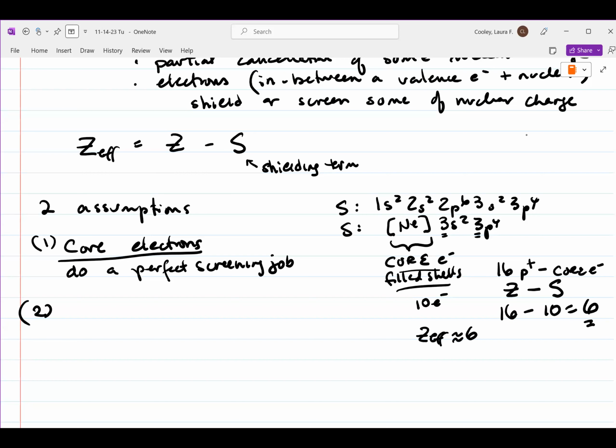The other assumption, which I've implicitly made here but didn't state, is that an outer electron, say one of these electrons here, is not shielded at all by its fellow n=3 electrons. So valence electrons do not shield each other at all. That's the second assumption.